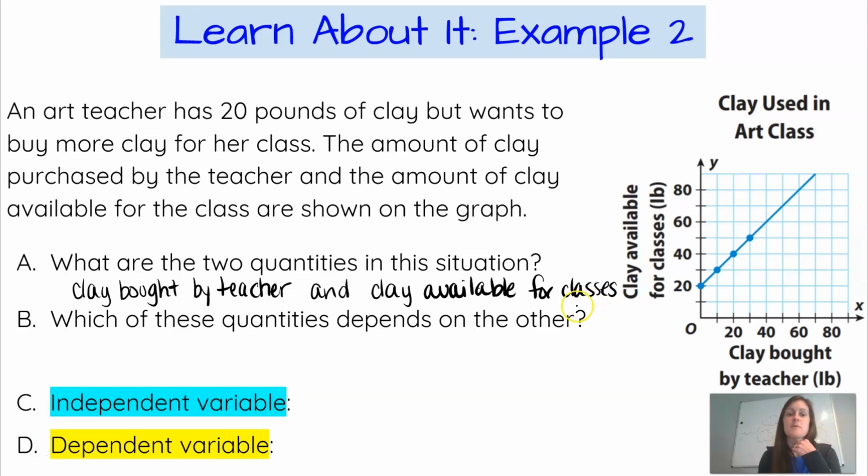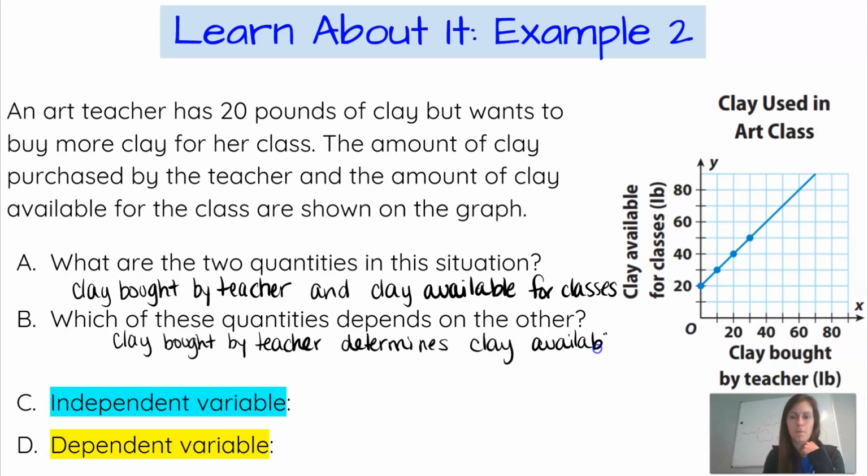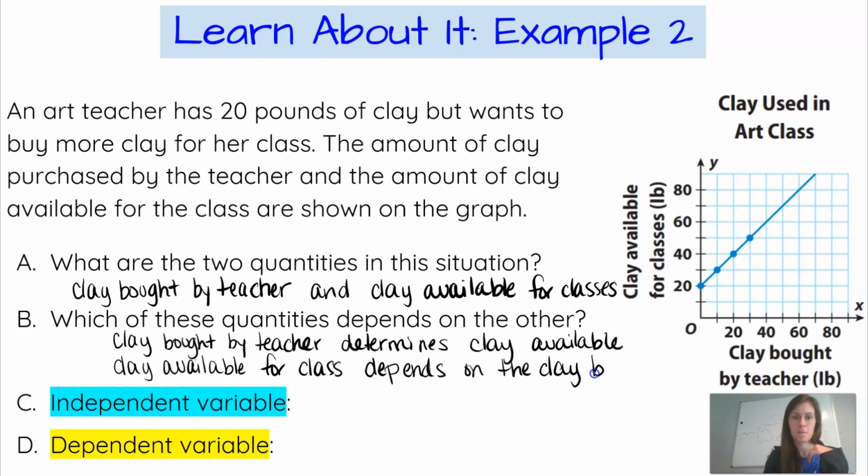So the next question asks me to identify which quantity depends on the other. So I'm going to use my same 2 sentences as I did before. So the first thing that I'll write is that the clay bought by the teacher determines the clay that's available for her classes. And I'll also write that the clay available for the class depends on the clay that's bought by the teacher.